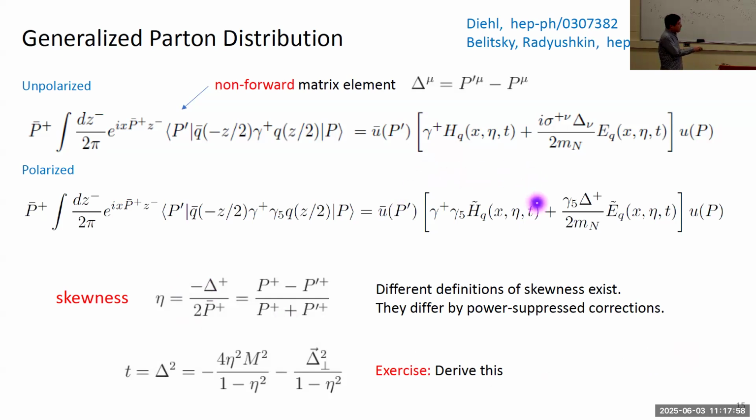There's a dependence on the skewness, and also a dependence on t, the momentum transfer, which is delta squared. I leave it to you as an exercise to derive this formula. t can be written in terms of the mass of the proton and the skewness, defined like this, and then there's a transverse component of the momentum transfer. It's non-trivial, so try.